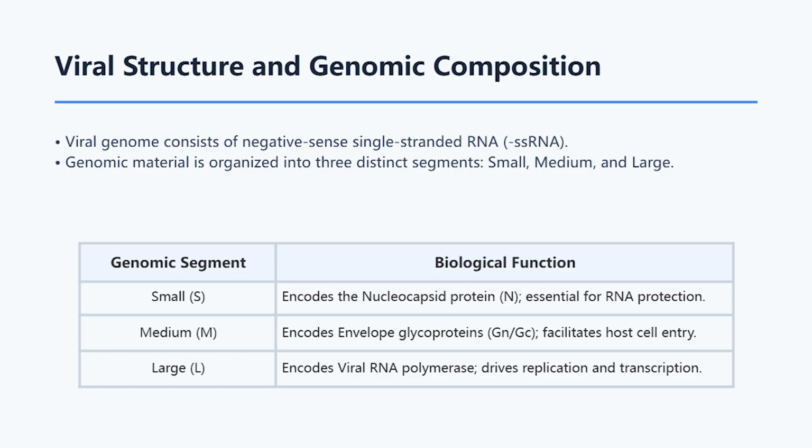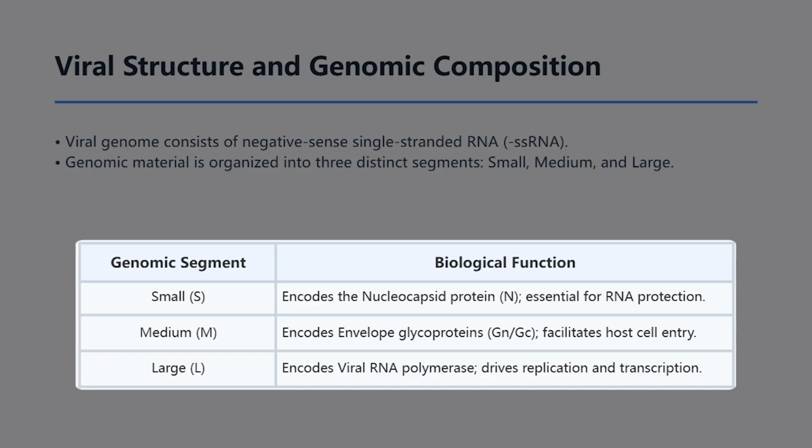This genome is unique because it is divided into 3 distinct segments. These segments are categorized by their size: small, medium, and large, or S, M, and L for short. Each segment has a very specific job to do for the virus to survive and replicate. Looking at this table, we can see the functional breakdown.